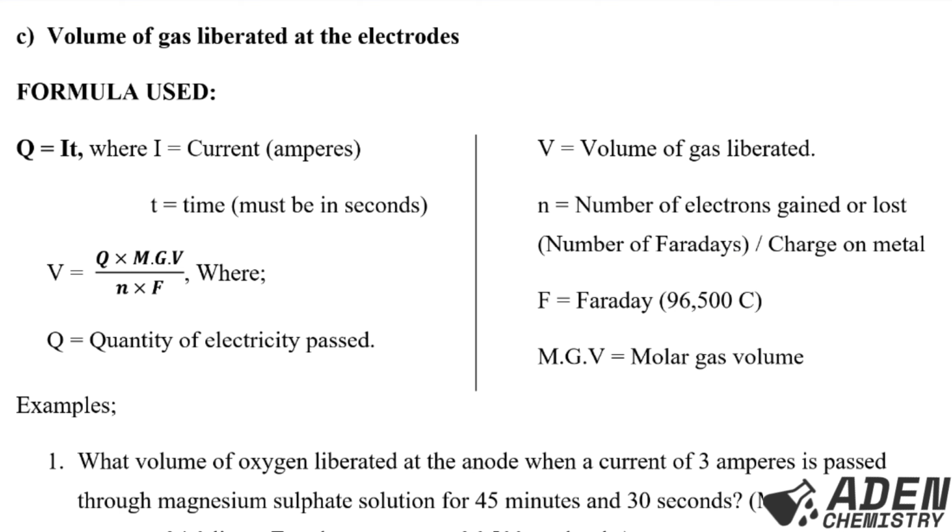Here N will be the number of electrons gained or lost, in other words, the number of Faradays. F is the Faraday constant, equal to 96,500 coulombs. Lastly, MGV is the molar gas volume. It will be given in the bracket, just like the RAM.